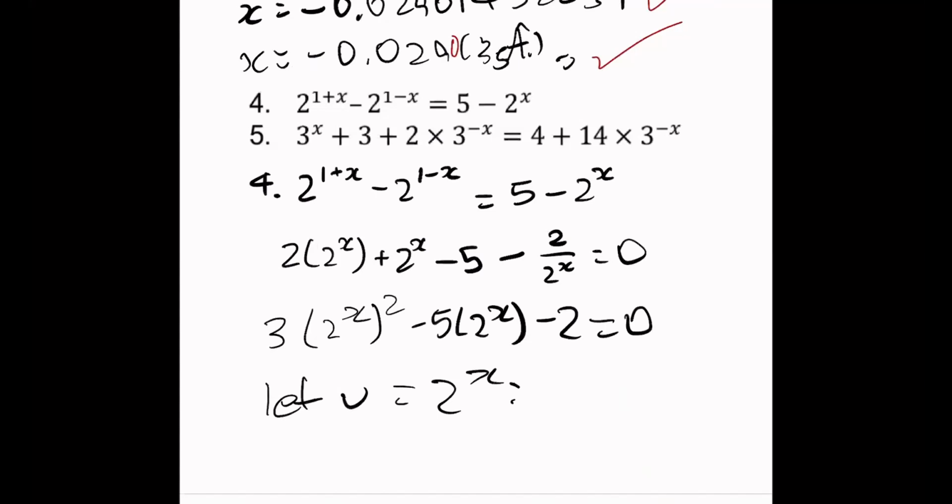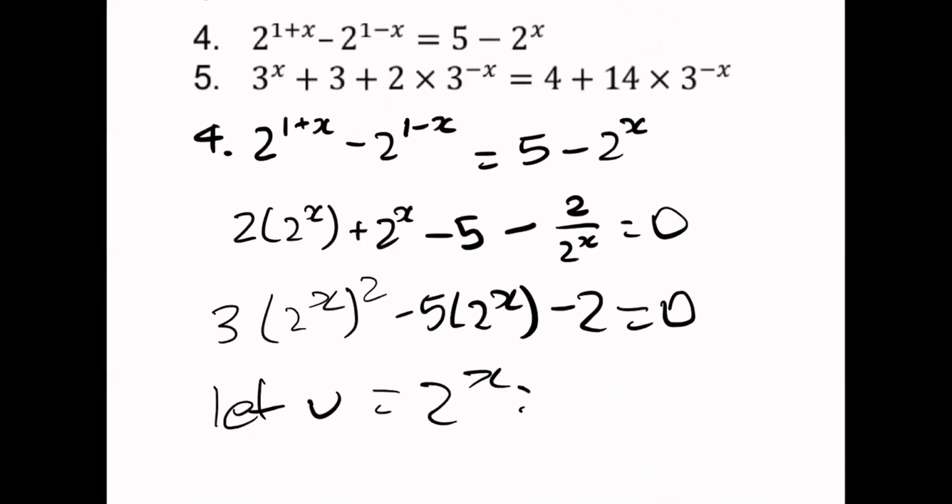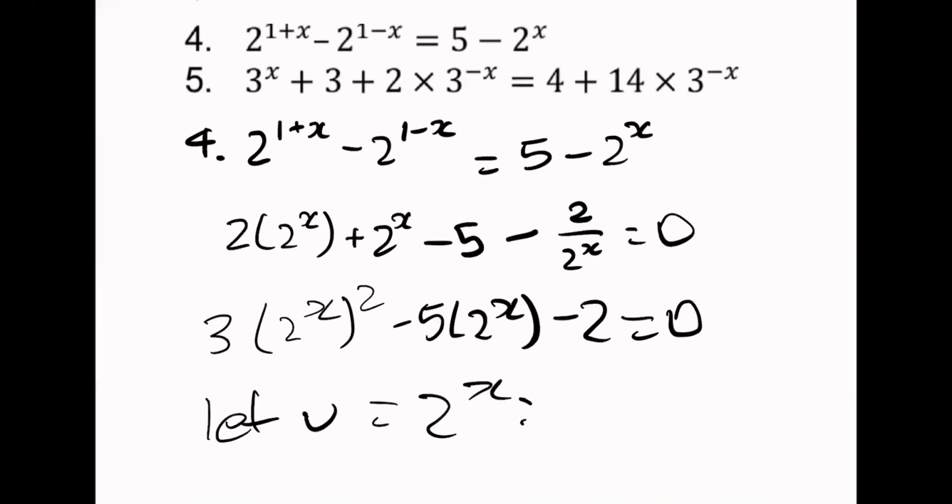Then question 4, 2 power 1 plus x minus 2 power 1 minus x equals 5 minus 2 power x. So you get 2 power 1 times 2 power x. Oh, what did you do here? Oh, 2 power 1 minus x is 2 power 1 on top, then 2 power x below with a minus. You brought it over here. Then you bring the 5 over, become minus 5. Bring the minus 2 power x over, become plus 2 power x equals 0.